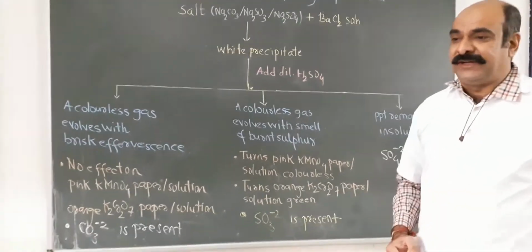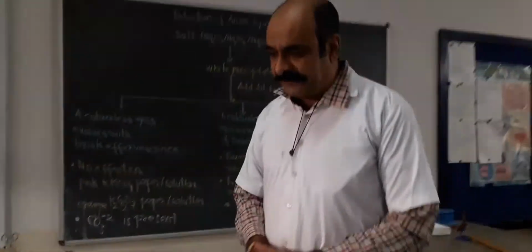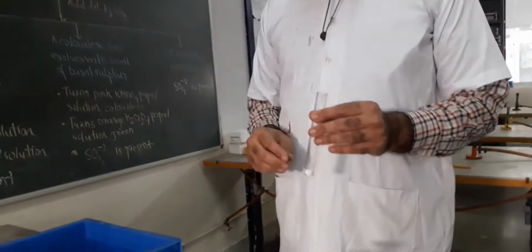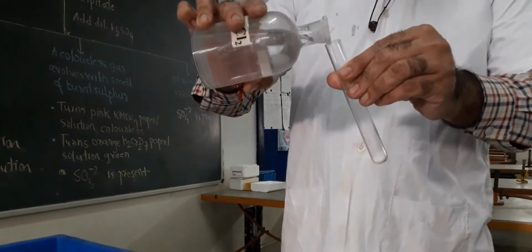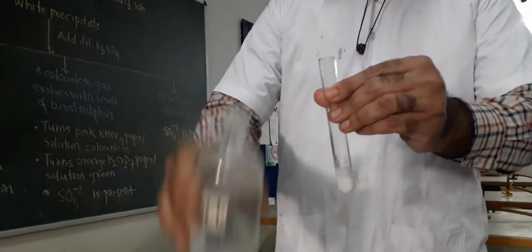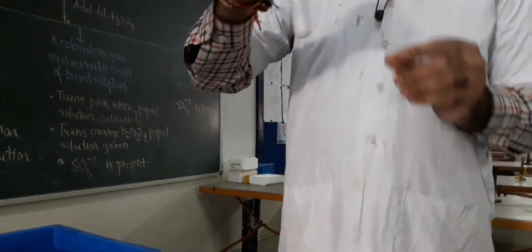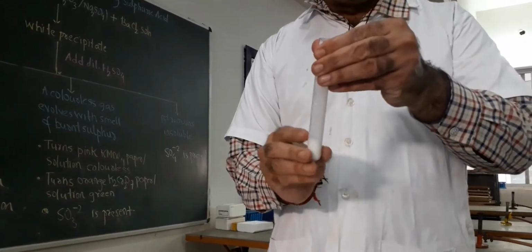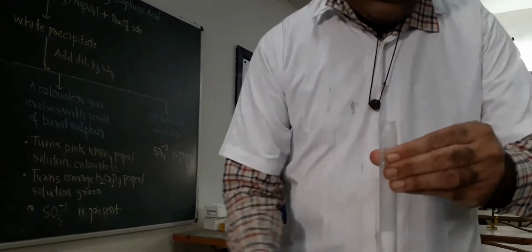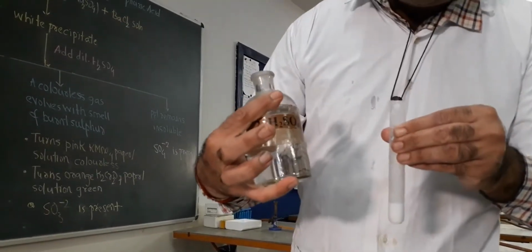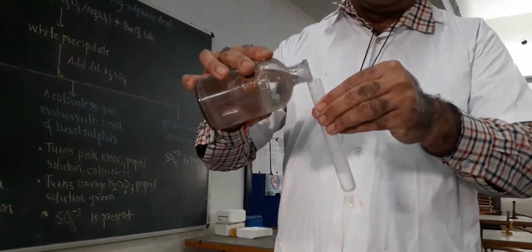Now, let me demonstrate each of these tests one by one by using chemicals. Here in this test tube, I have taken sodium carbonate solution. To this sodium carbonate solution, I'll add a barium chloride solution. I'm shaking it. You can see a white color precipitate has been formed. Now to this white precipitate, I pour dilute H2SO4.